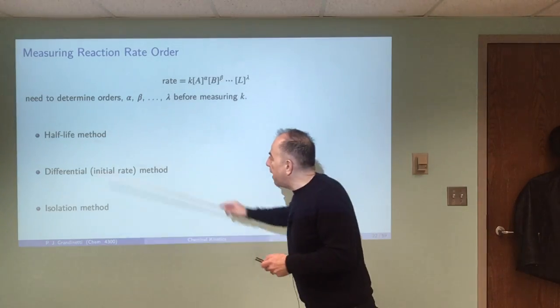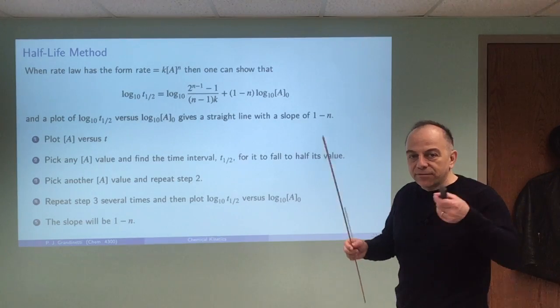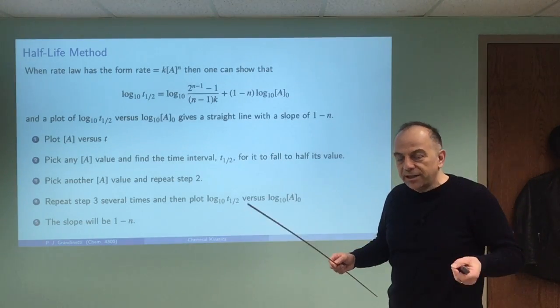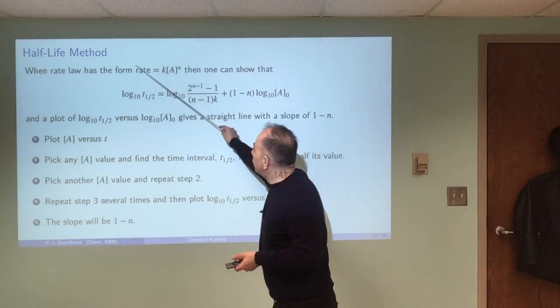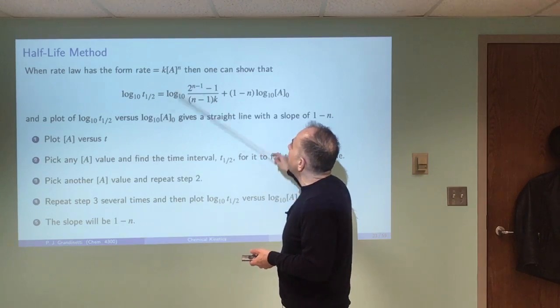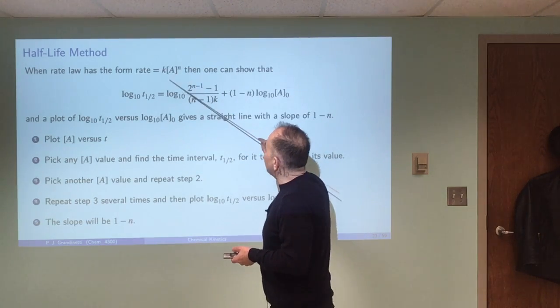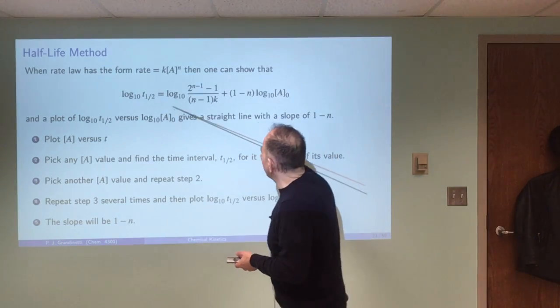Now, let's go to the half-life method. And you remember before that half-life was the time it takes for a species to be reduced by a factor of 2. If we took a reaction rate that was of this form, where there was only one species involved, then we could take that rate and we can derive an expression that looks like this. I'll leave this as an exercise for you to do.